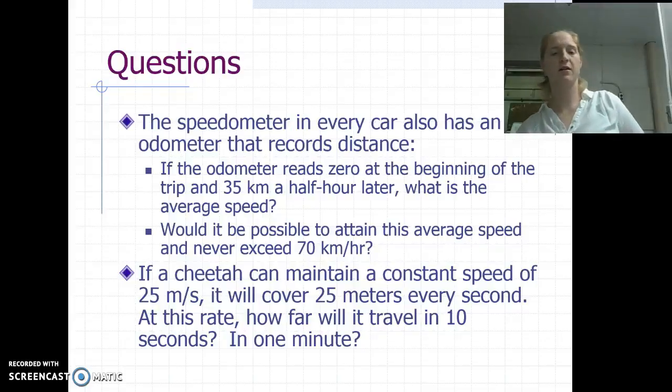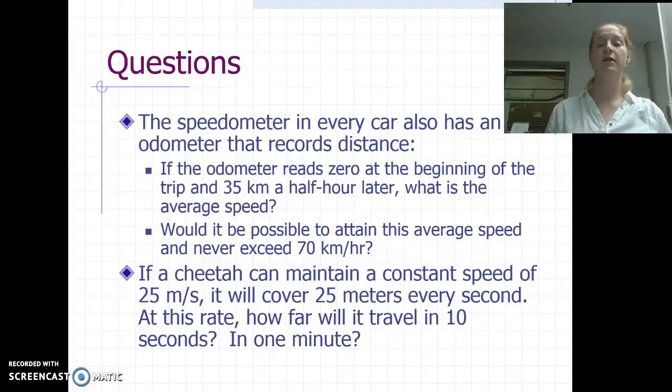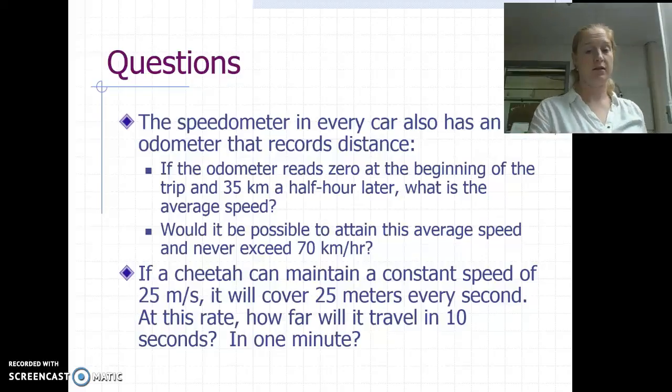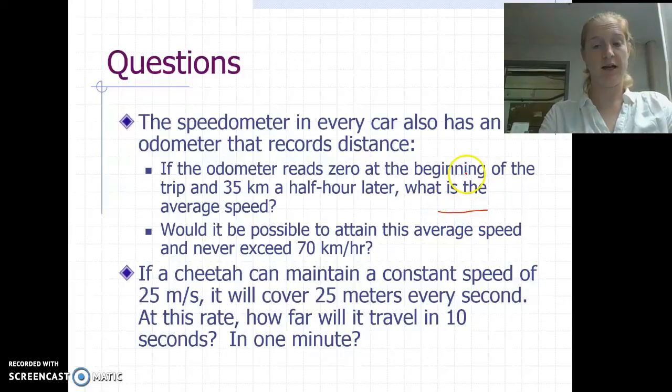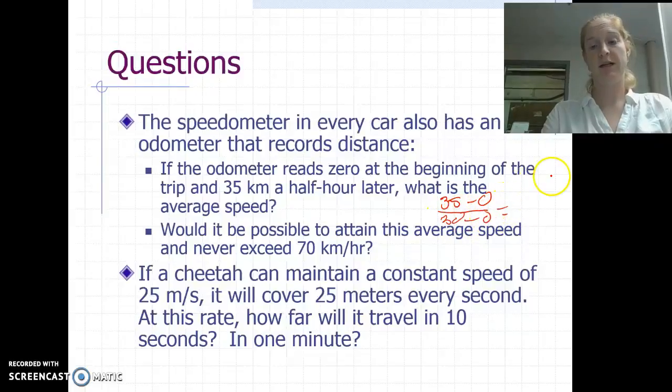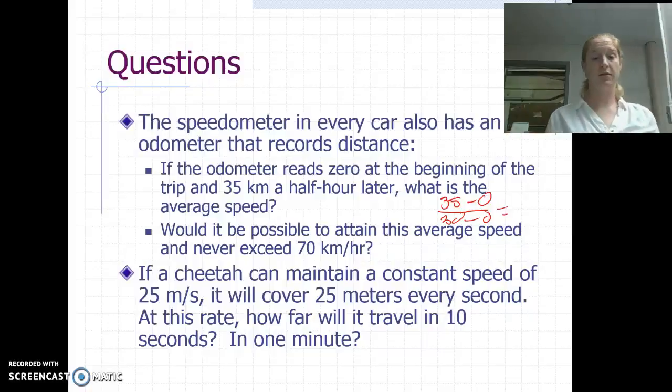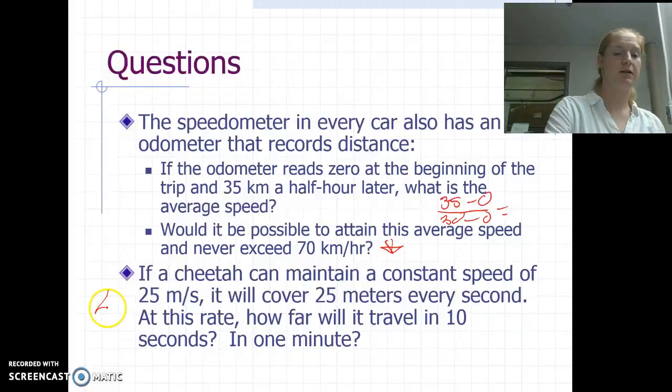Okay, the speedometer in every car also has an odometer that records distance. The odometer reads 0 at the beginning and 35 kilometers after a half hour. What's the average speed? So you would do your math. You're going to say distance, 35 minus 0, and then your time is 30 minus 0, so 35 over 30, and you're going to have to do the math there. Would it be possible to attain this average speed? Never exceed. No, we'll talk about that. It's not possible because, to get the average, you have to go a little bit more and a little bit less. Okay, take a moment, calculate this.